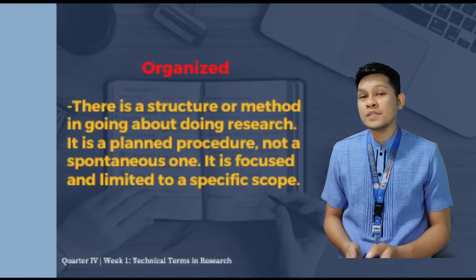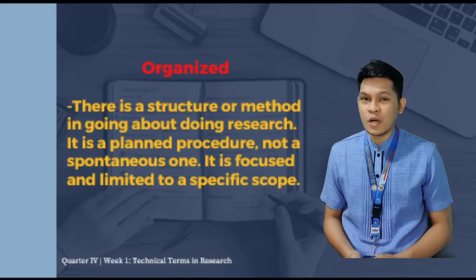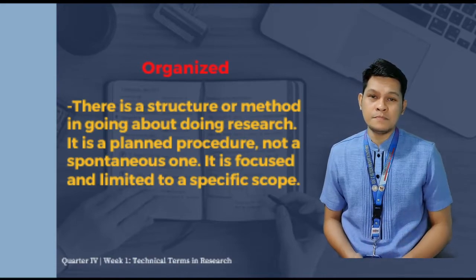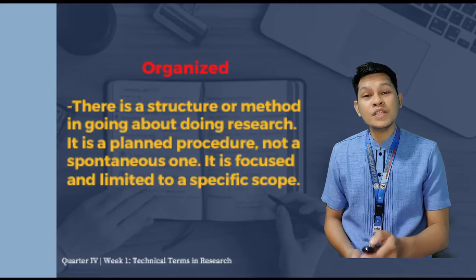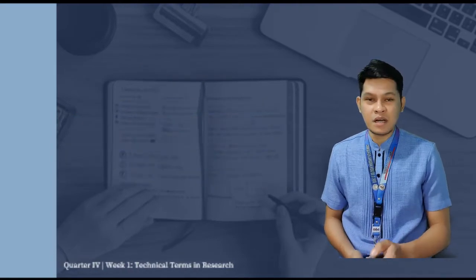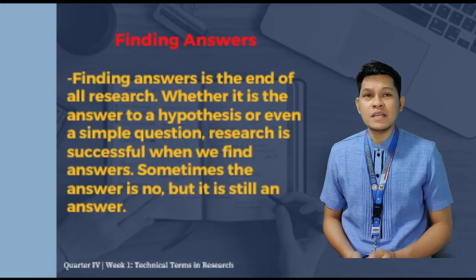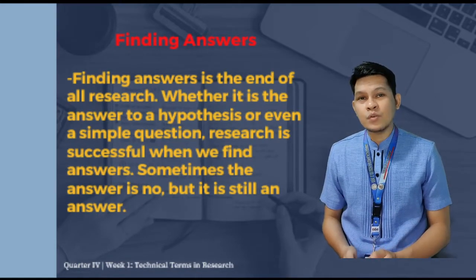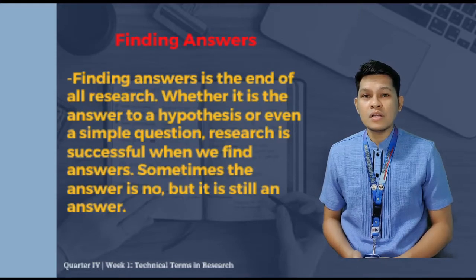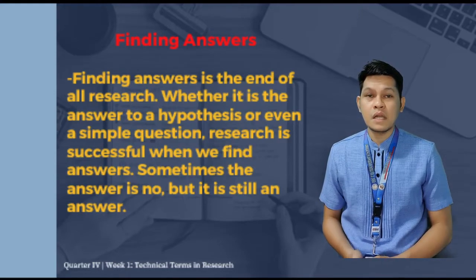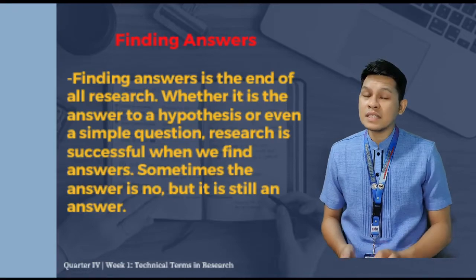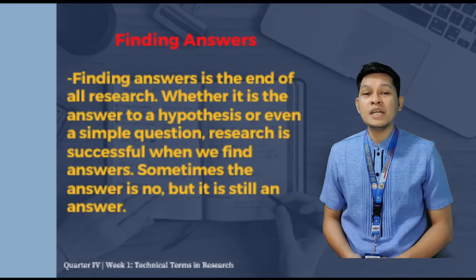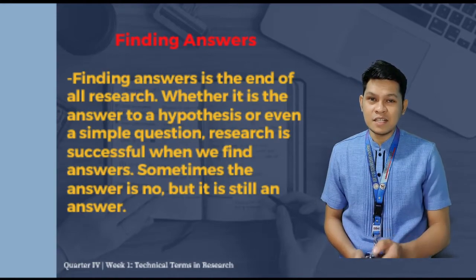There are certain things in the research process which are always done in order to get the most accurate results. It is organized because there is a structure or method in going about doing research. It is a planned procedure, not a spontaneous one. It is focused and limited to a specific scope. And research finds answers because finding answers is the end of all research, whether it is the answer to a hypothesis or even a simple question. Research is successful when we find answers. Sometimes the answer is no, but it is still an answer.